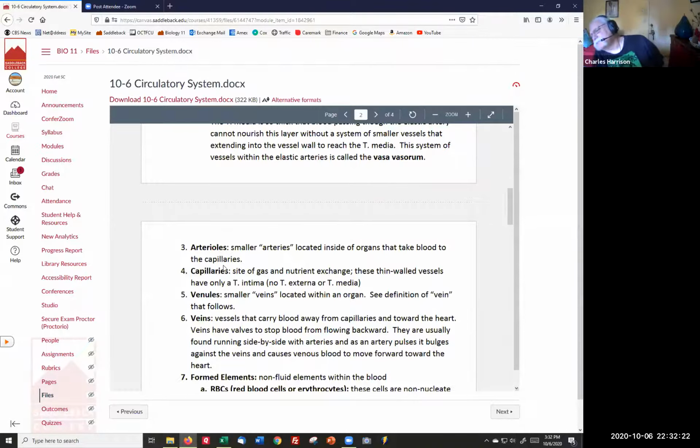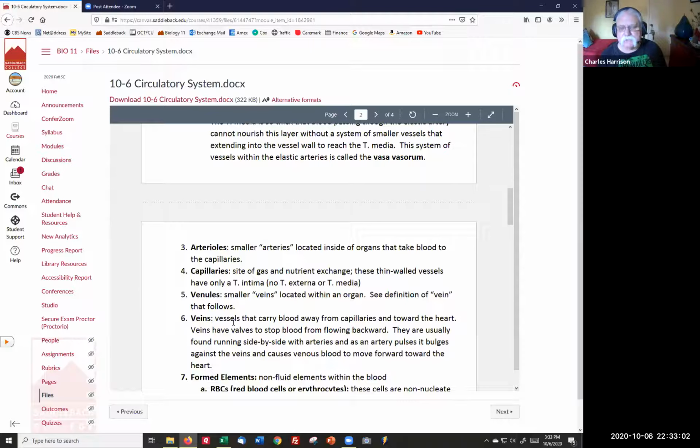Once blood passes through a set of capillaries, it usually is on its way back to the heart. There are two instances where that's not true. We'll talk about those in just a second. When blood is on its way back to the heart, it's in a vein or a venule. It's a venule if the returning blood is traveling through a vessel that is in an organ. Just like an arteriole is inside of an organ, a venule is inside of an organ.